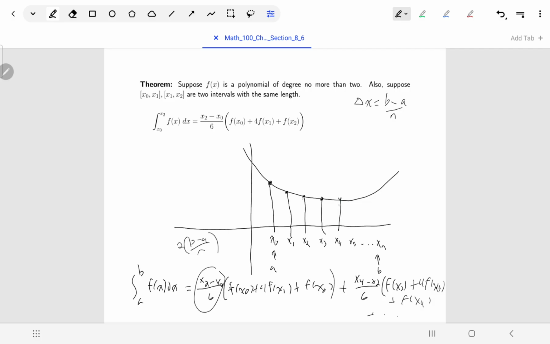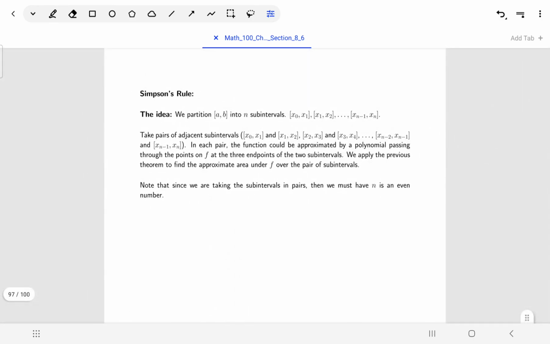Same thing with f of x4 because it shows up as the end of a group of 2 and is at the beginning of a group of 2. And then at the very last and the very beginning, those ones show up exactly once. So I could come up with actually a nice exact formula for the area under a quadratic function. And you might be saying to yourself, well, okay, that's great, but we already know how to integrate a quadratic function. So here's the idea that brings us into Simpson's rule.